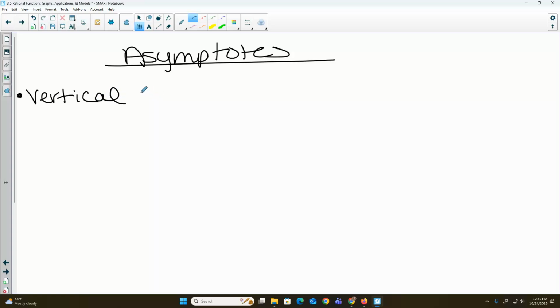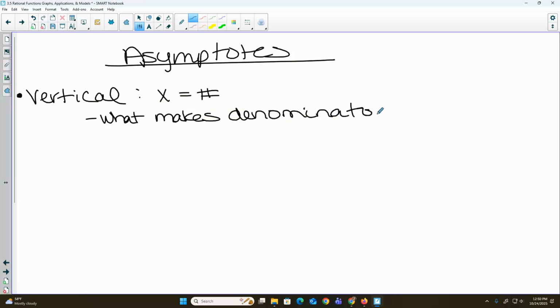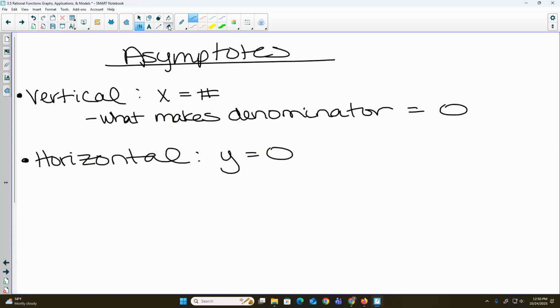So vertical asymptotes are x equals a number, because it's a vertical line, and it's what makes the denominator equal 0. Horizontal asymptotes. Horizontal means y equals a number. And there's a couple different ways these happen. It all goes back to long division.